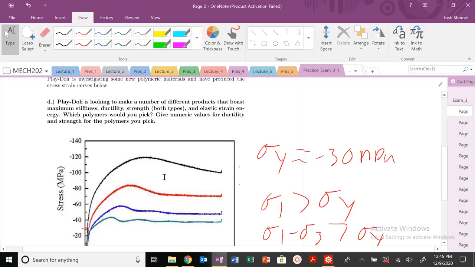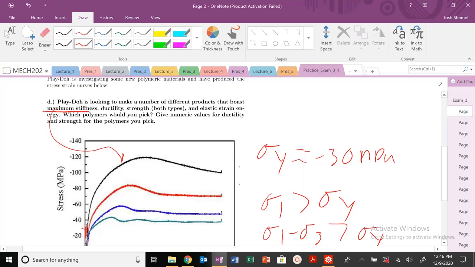And then finally, Playdoh is looking to make a number of different types of products that boast maximum stiffness, ductility, strength, both types, elastic strain energy. Which polymers did you pick? Give numeric examples for ductility and strength for the polymers that you pick. So let's look at stiffest. So stiffest material, clearly based on that slope and linear regime right here, it's going to be black.